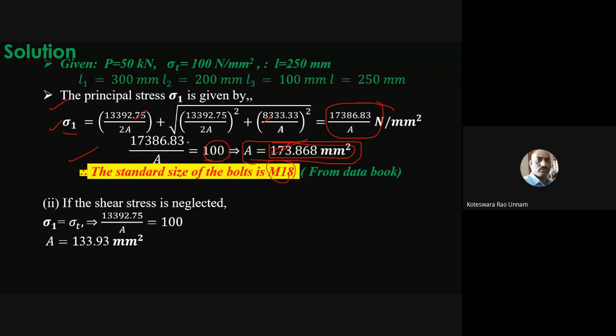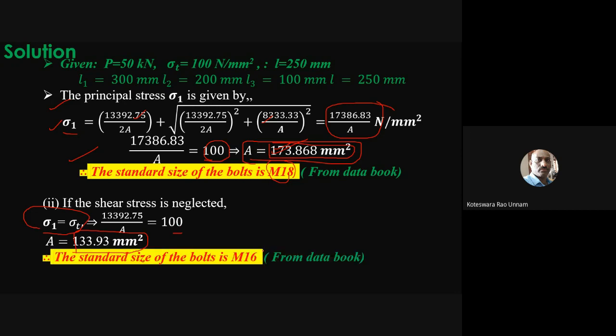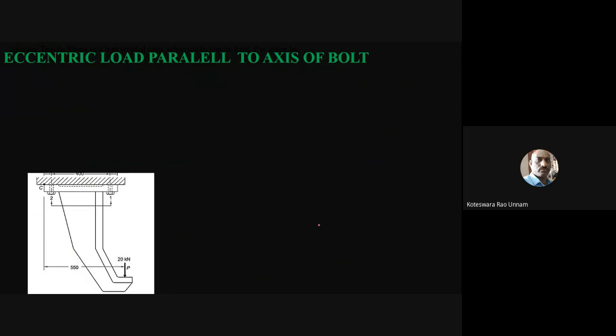The only thing is you have to take sigma t and equate sigma t to your sigma 1. If you do that, we get an area of 133.93 mm square. For that, an M16 bolt is sufficient. So for 173.88 you have to choose M18, and for 133.93 you have to choose only an M16 bolt. This is how you can solve the problem.